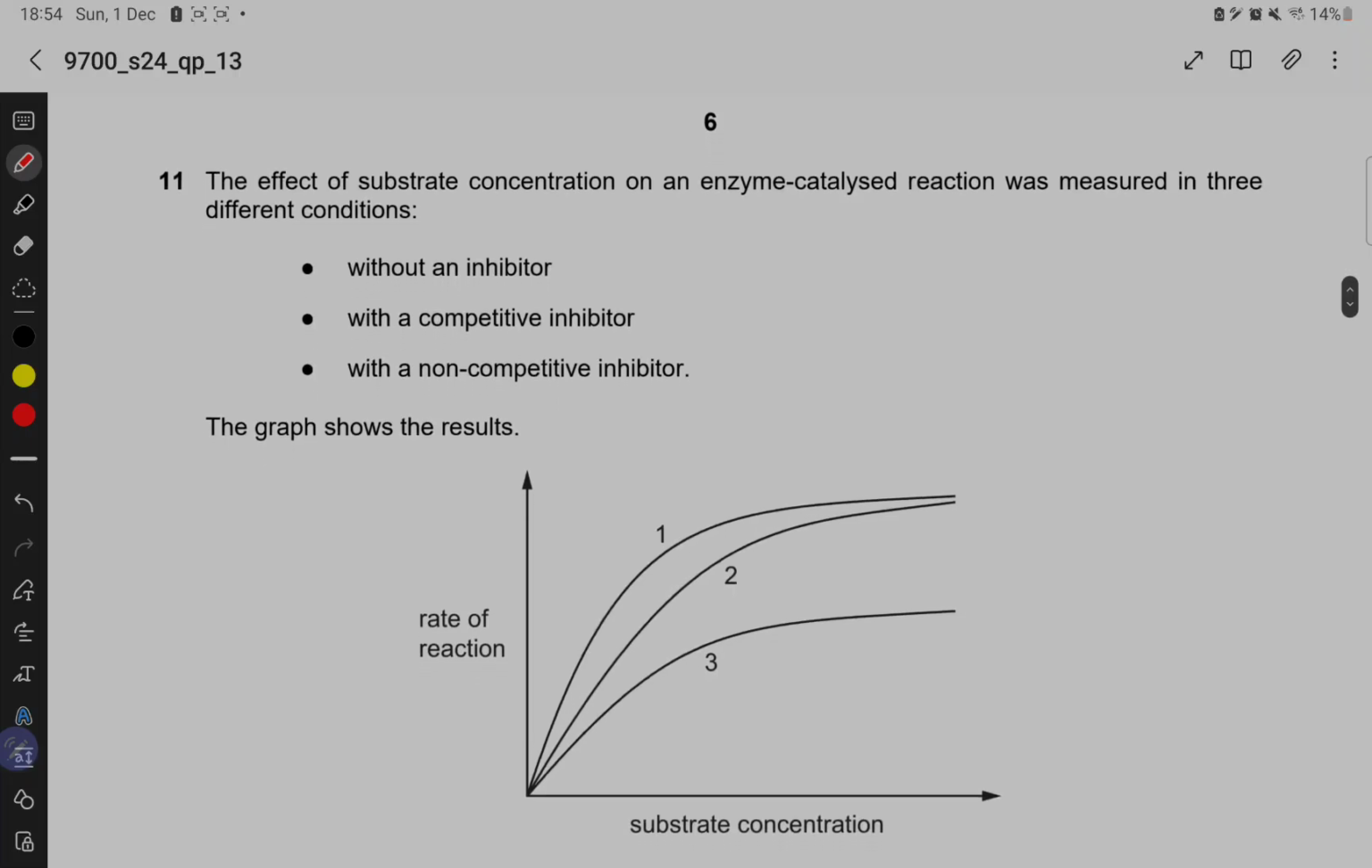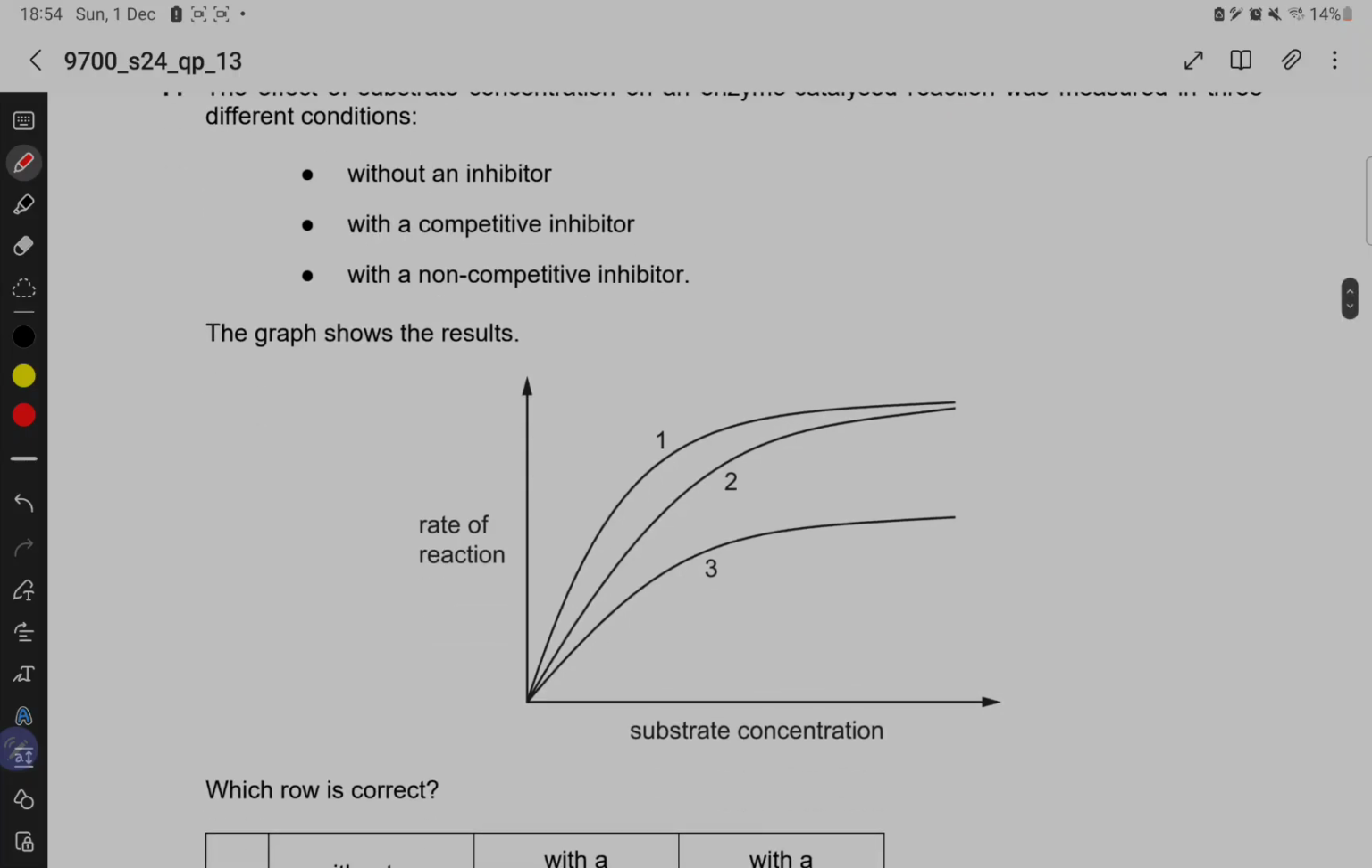The effect of substrate concentration on an enzyme catalyzed reaction was measured in 3 different conditions: without an inhibitor, just 1; competitive inhibitor, okay, let's just write out here, 2; and non-competitive is 3.